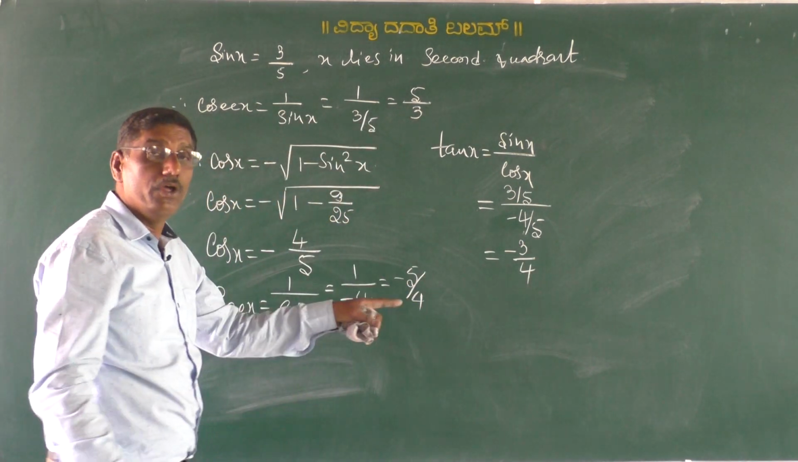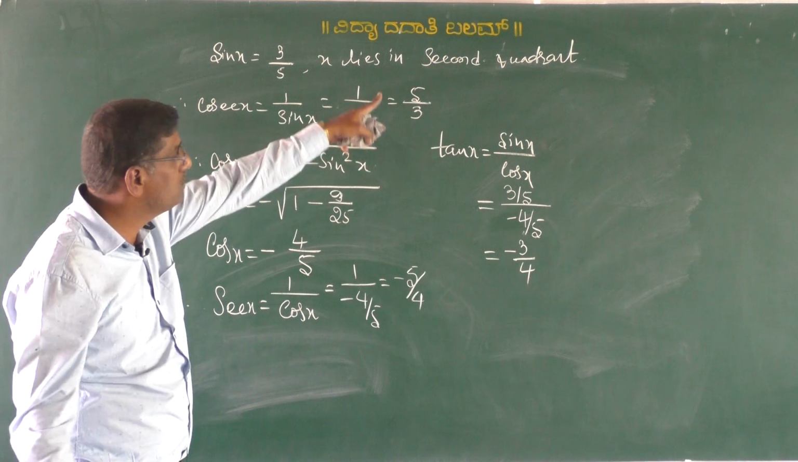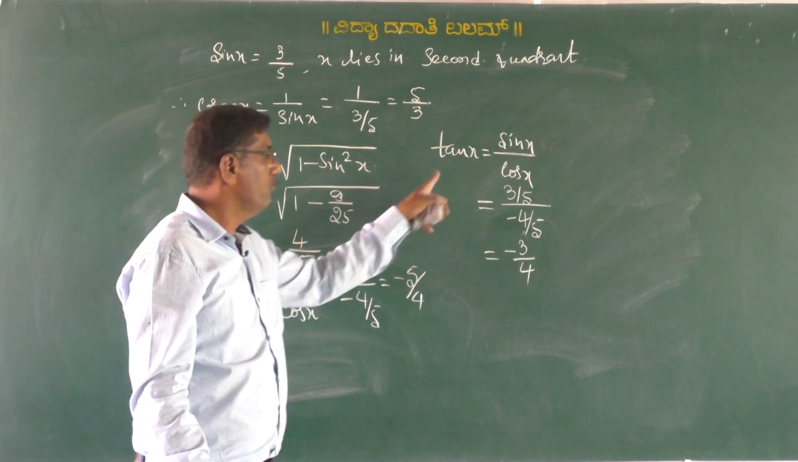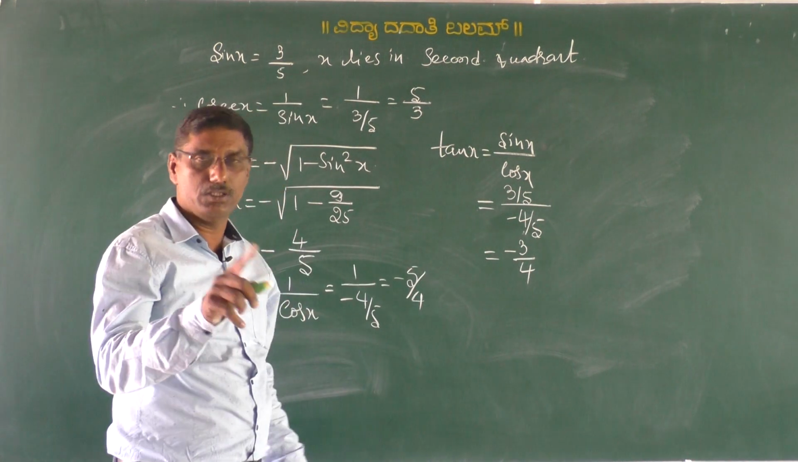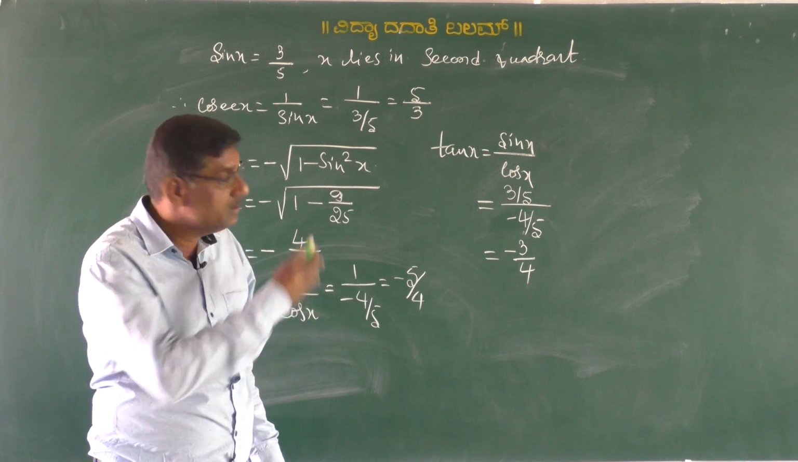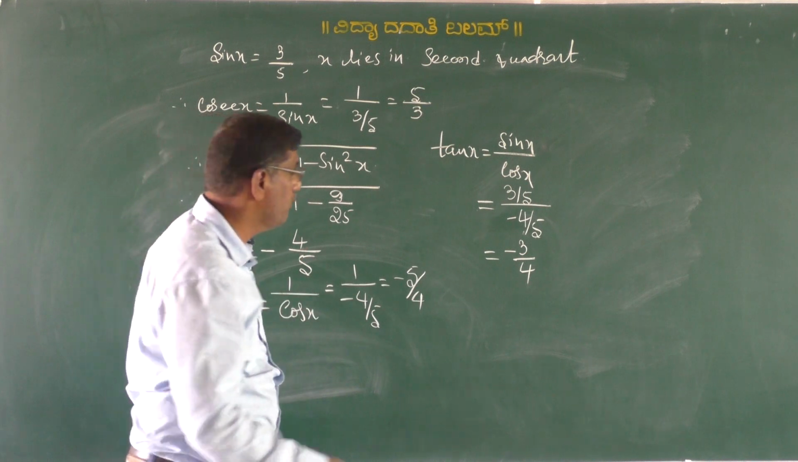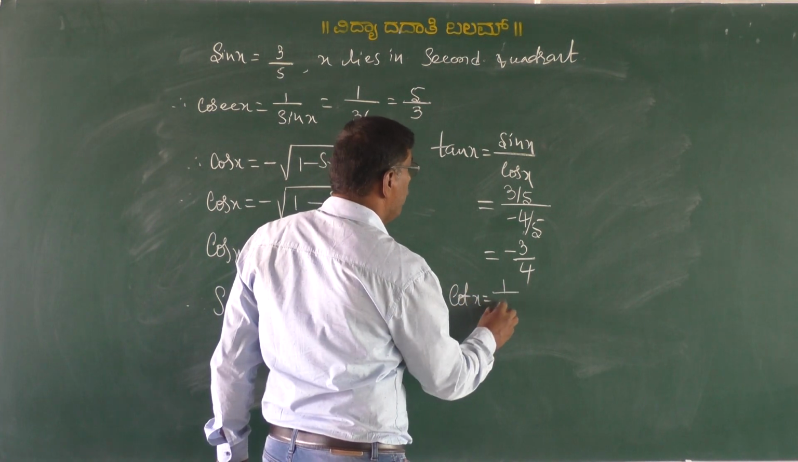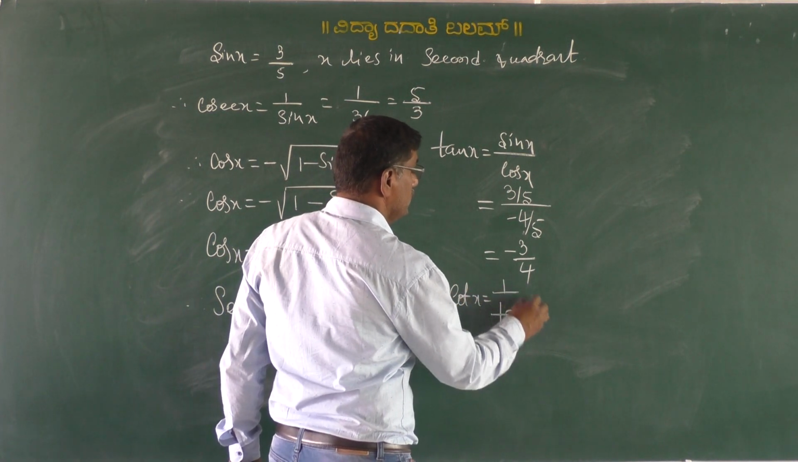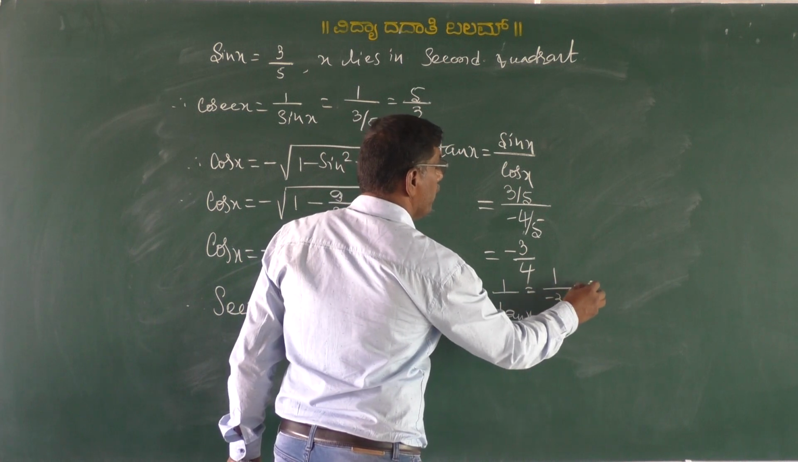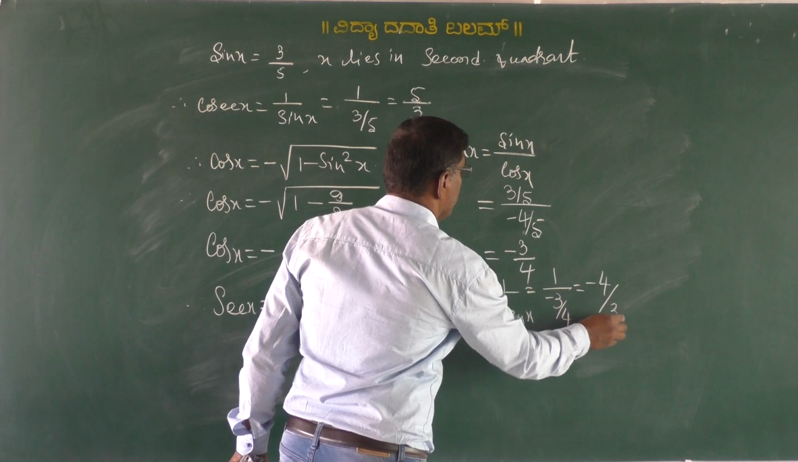Tan is also negative in which quadrant? Second quadrant, my dear students. Now we are going to find out the last trigonometric function, cot x. We know cot x is the reciprocal of tan x, that is the formula. Therefore, cot x is equal to 1 divided by tan x. This is equal to 1 divided by minus 3 by 4, which can be written as minus 4 by 3.